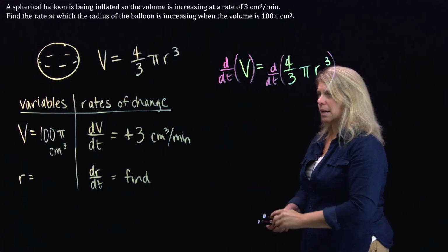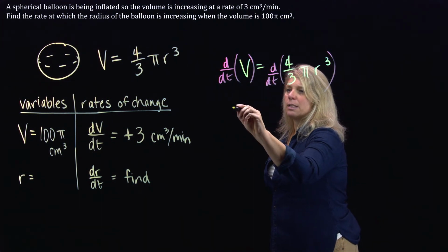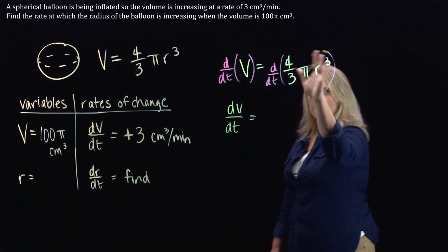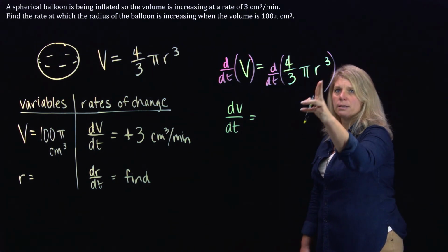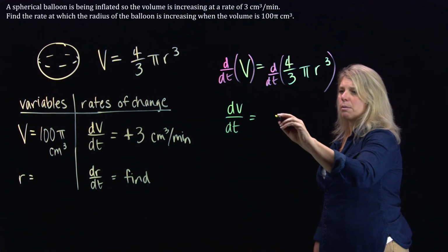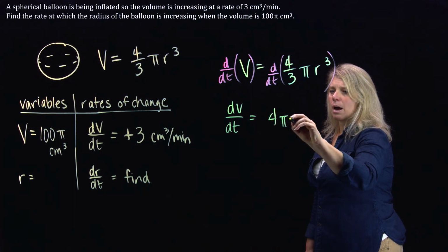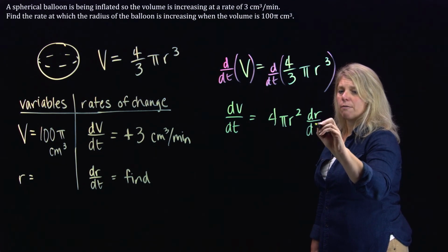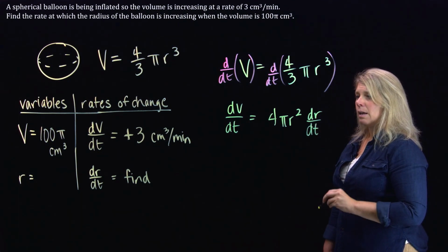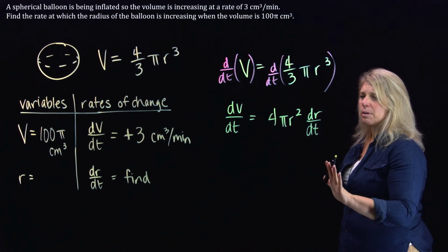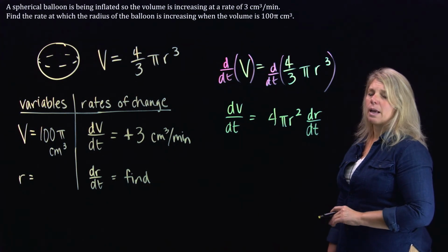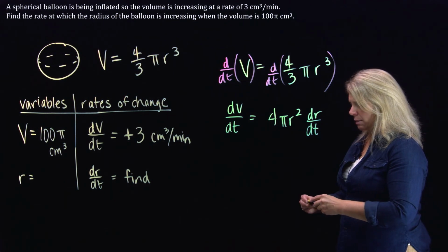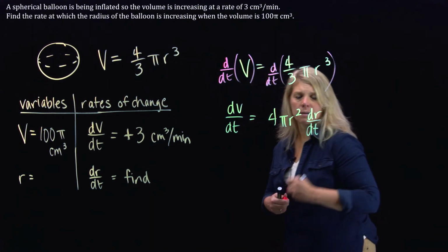So on the left side of the equation, we'll have dV/dt. On the right side, implicit differentiation again. So 4/3 times 3 will be 4 pi r squared, and then times dr/dt. We're treating r as a function of t. And so then on the last problem, we were able to just plug in the numbers at that point and find out what we were asked to find out. So the dr/dt is what we're being asked to find.